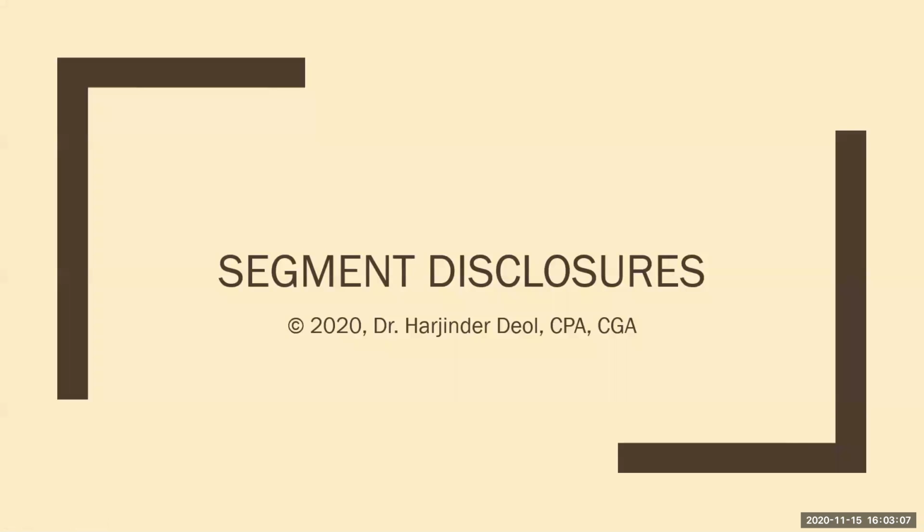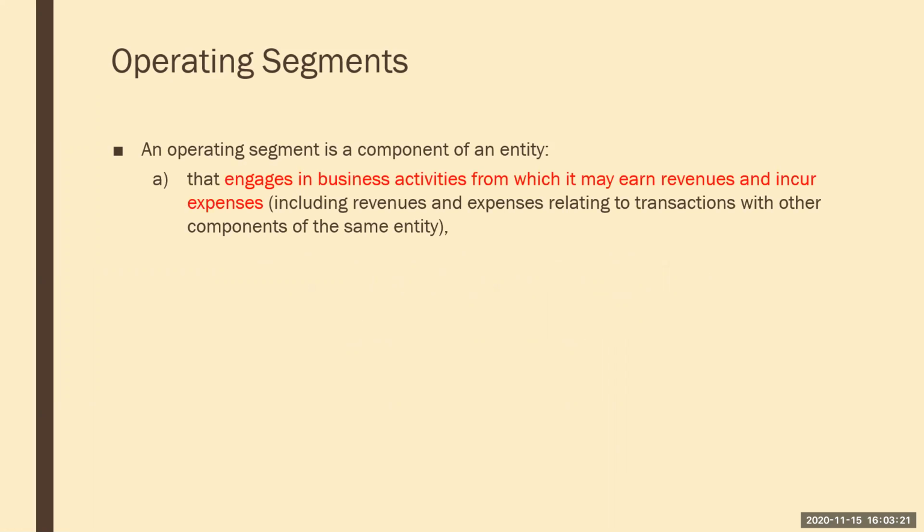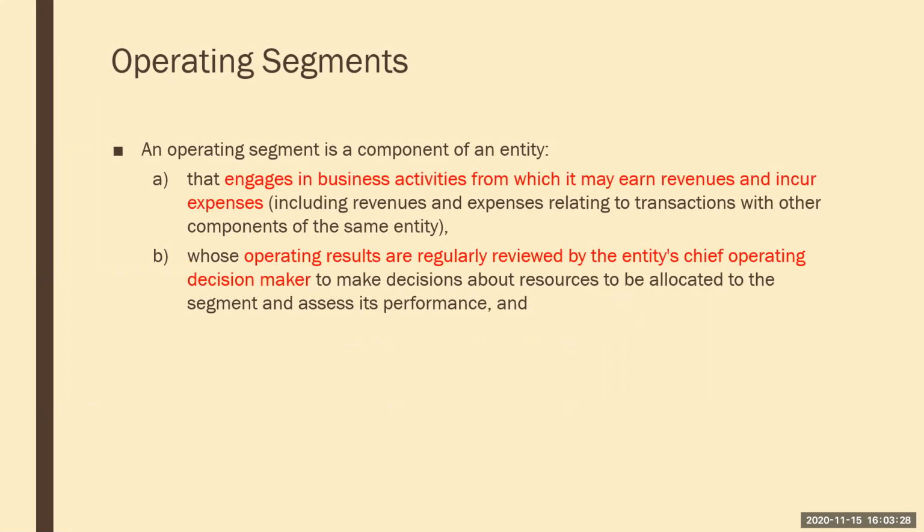Next, take a look at topic 11, segment disclosures. Operating segments. So the definition of an operating segment, it's a component of an entity that engages in business activities from which it may earn revenues and incur expenses, whose operating results are regularly reviewed by the entity's chief operating decision maker, and for which discrete, i.e. separate financial information is available.